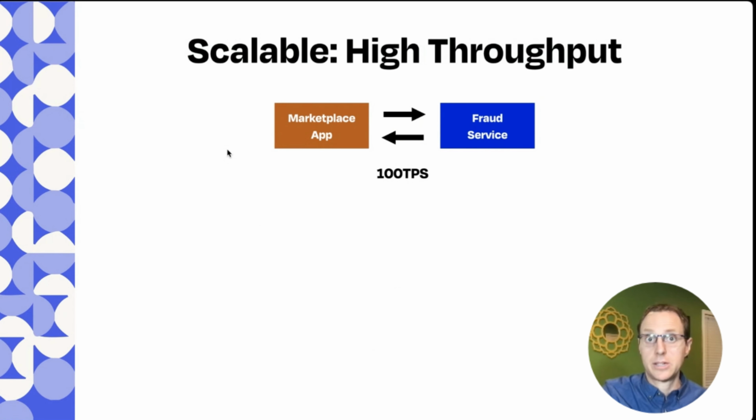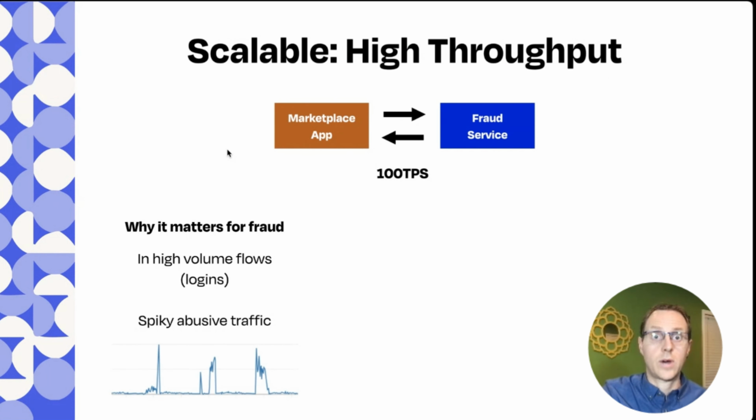So the other dimension is scalability. What we mean by that is just high throughput, tens, hundreds, maybe even thousands of transactions per second going through the system. Why it matters, particularly for transactional fraud situations like this, is sometimes you're in the path of certain flows like login streams that are going to be very high throughput. But even in cases where you may have fairly low average traffic, because you're in an abusive situation, you can just get hammered by fraudsters that are going to give you spiky traffic.